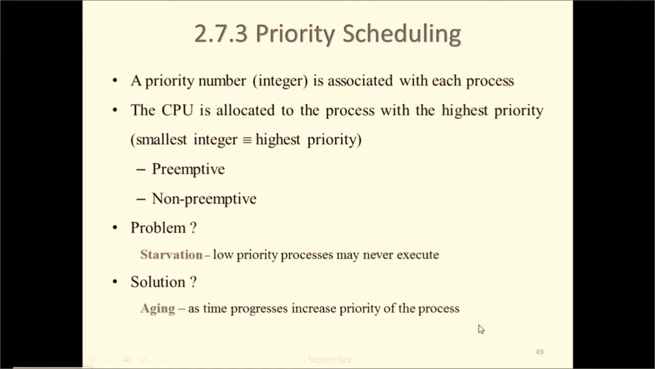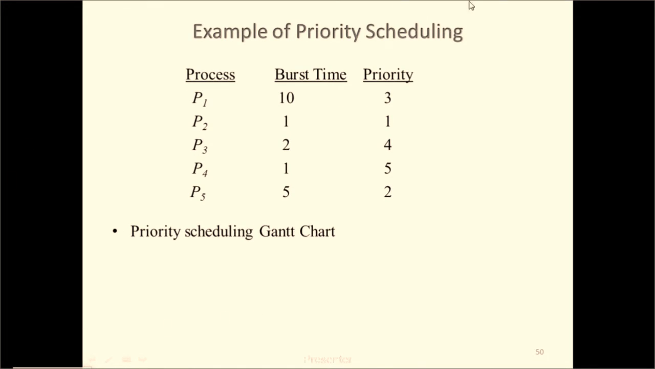So CPU will not be denied to the lowest priority process forever. Maybe it has to wait for a longer amount of time, but still, if we add this aging factor, it will ensure that the lowest priority process also gets access to CPU. Now this is an example of priority scheduling.